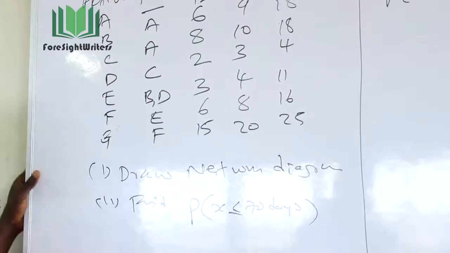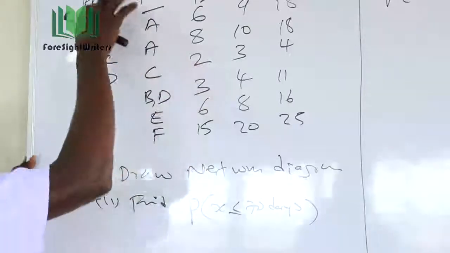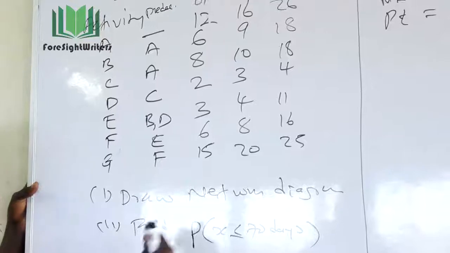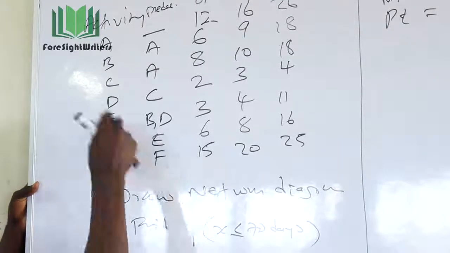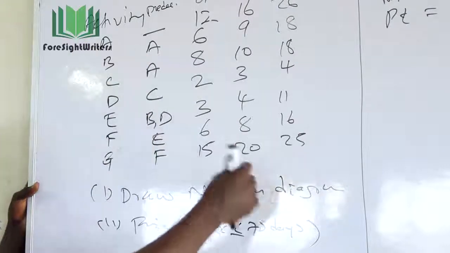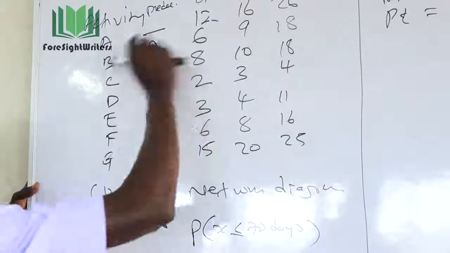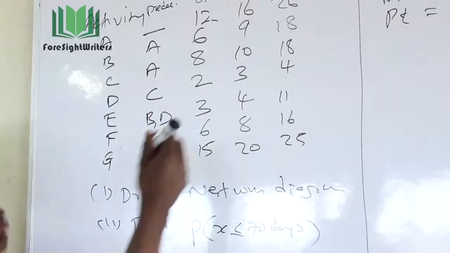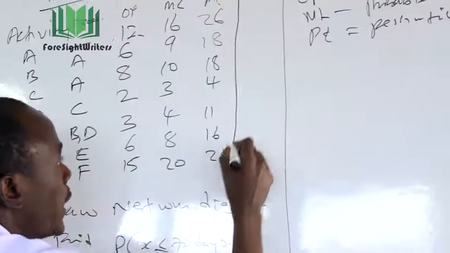Now, for us to draw the network diagram, we require all these activities and their sequence, how they are interrelated. But because every activity will be expected to have a time interval, or perhaps activity A is supposed to take how long, we are expected to calculate the time for each activity. And this time for each activity is called mean time. So we need to introduce a column here which we call mean time.